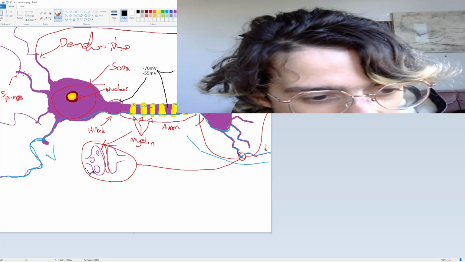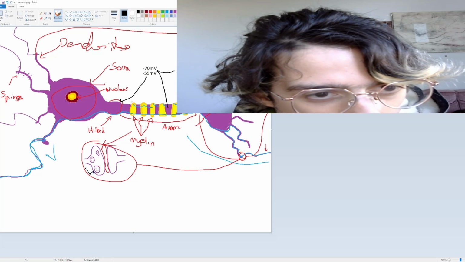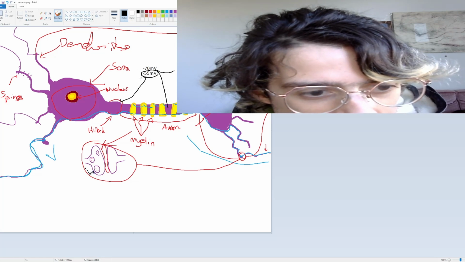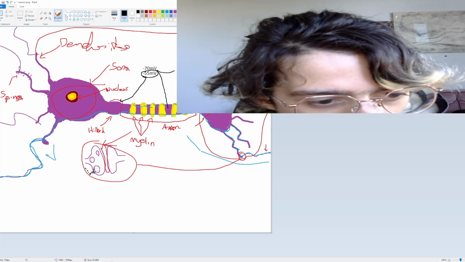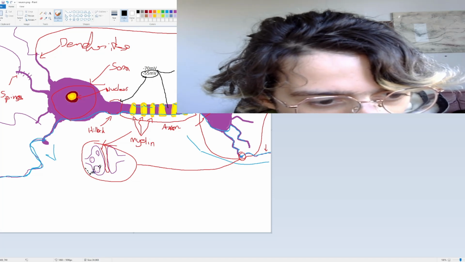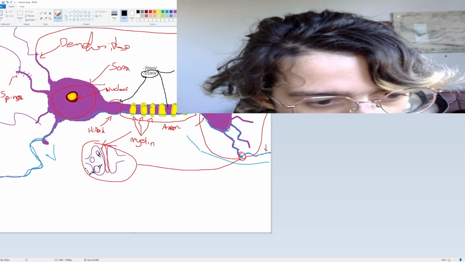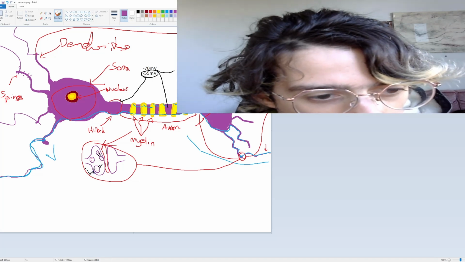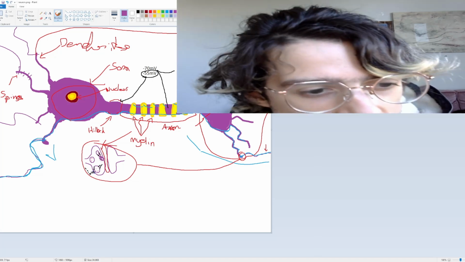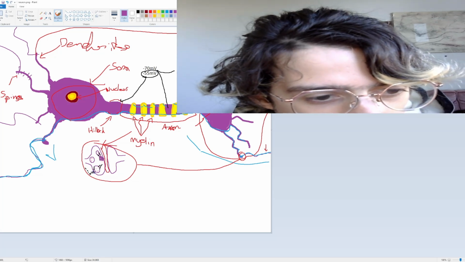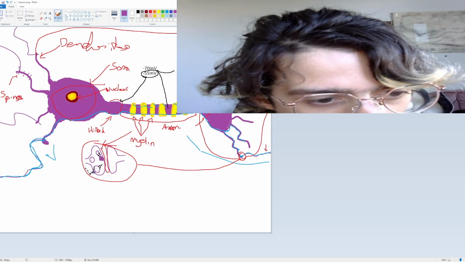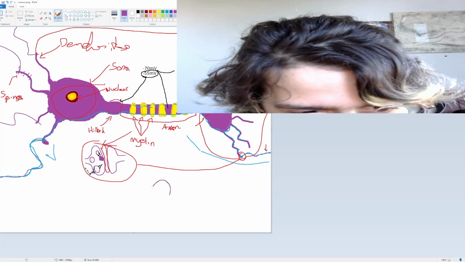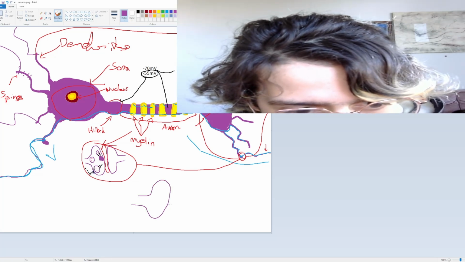And your calcium comes through when it reaches -55 millivolts. Your calcium comes through and pushes the vesicles to the membrane of the axon terminal. And it undergoes a little process called exocytosis, mateys, which is where it merges with the membrane, forming a new opening a bit like this.